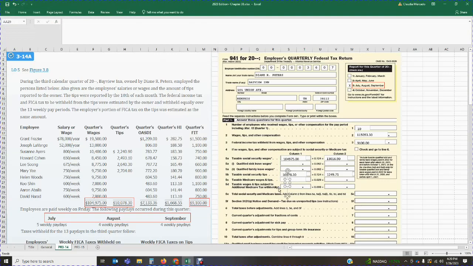Let me just delete this. Okay. And sorry about this, but it's the only way I can get the form to let me type in it.